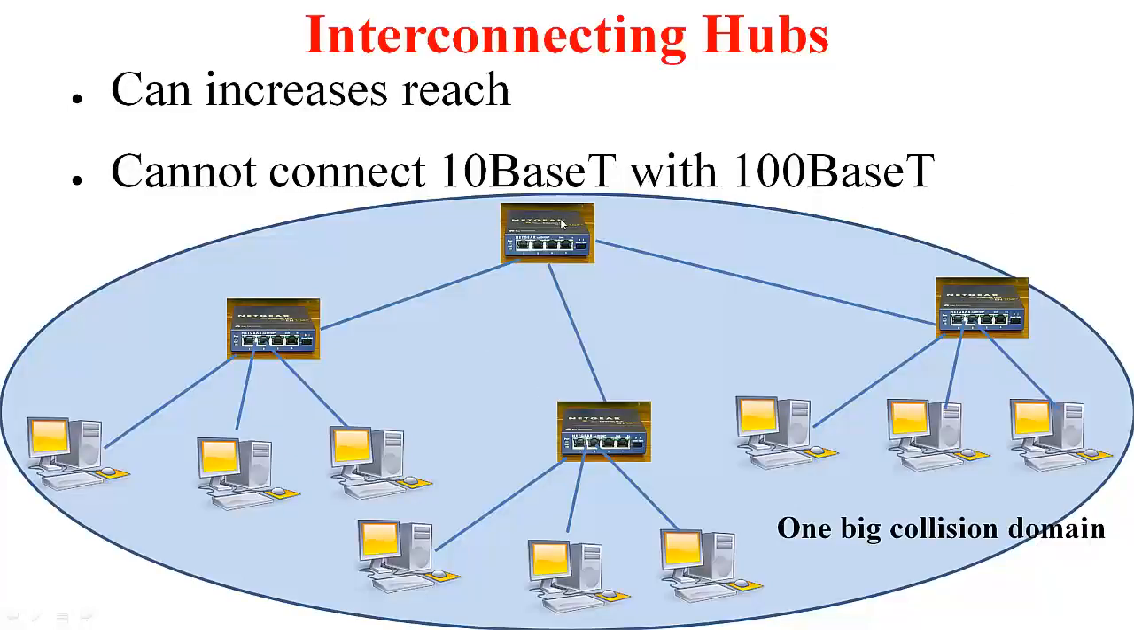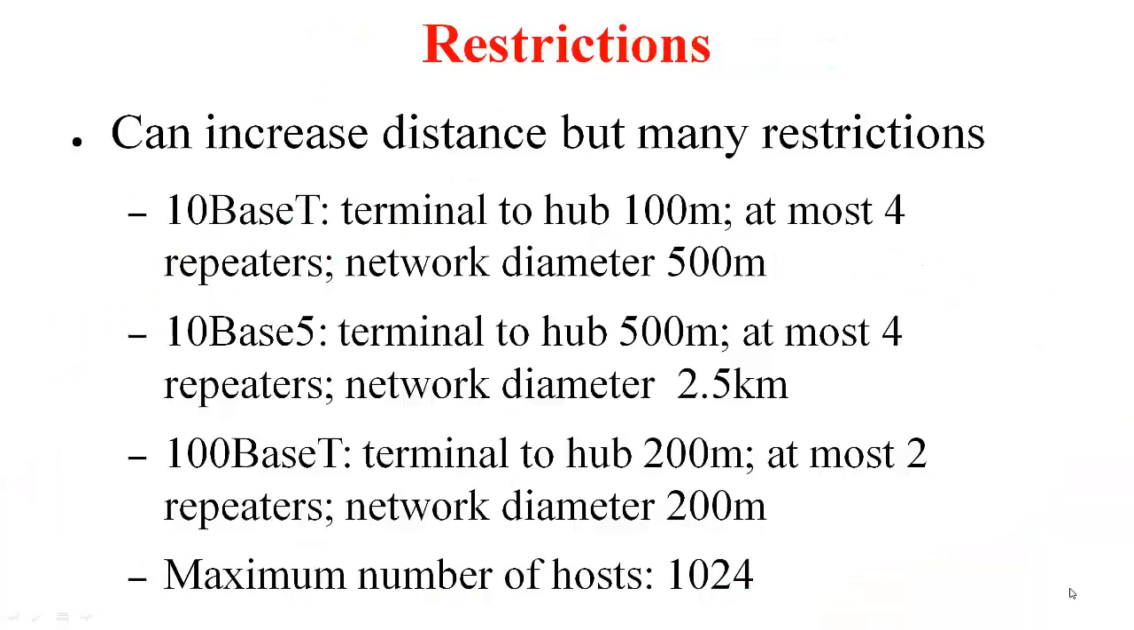One thing to note here is you cannot connect a 10 base T hub with a 100 base T hub. They have to have the same speed. One important point to note here is that this is one big collision domain. In other words, if this host were to send a packet, this packet goes to each and every host as part of this network. So if two hosts were to simultaneously send a packet, it is going to result in a collision. That is why you need a media access control as part of this particular topology. So a hub can increase the distance, but this is not a whole lot. There are many restrictions in the use of hubs as well as the length of the cables.